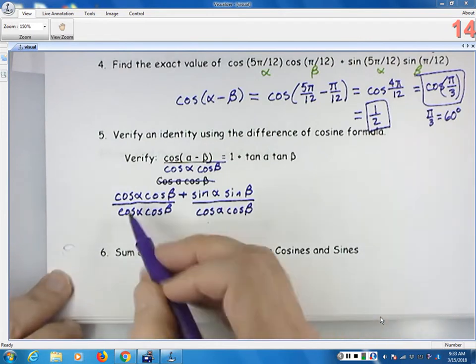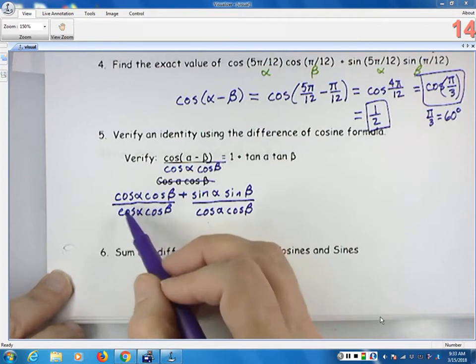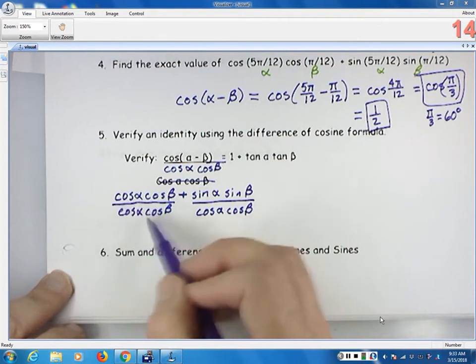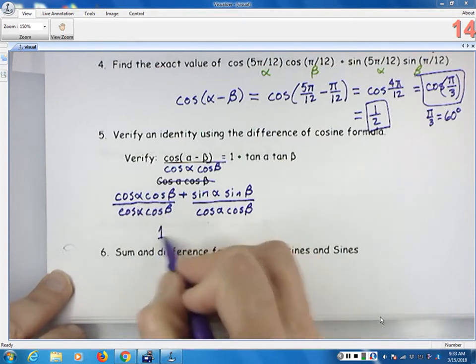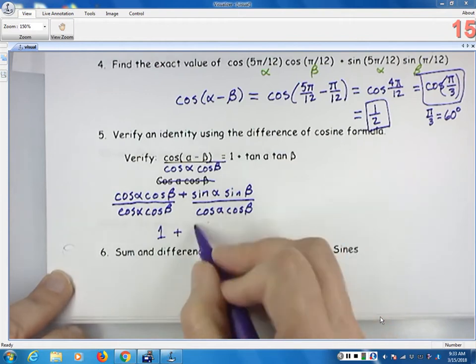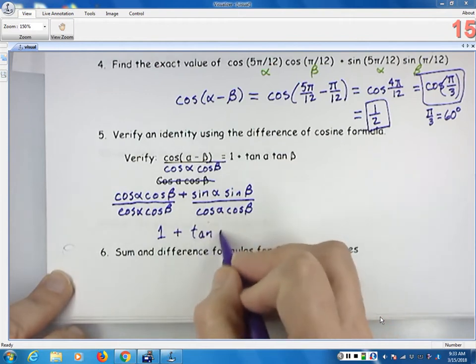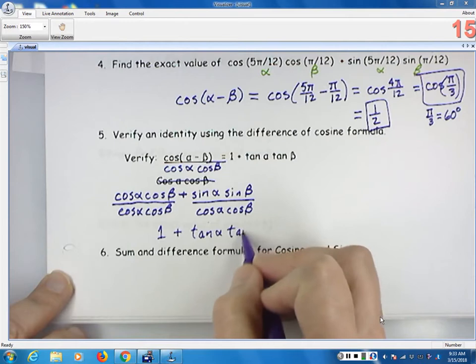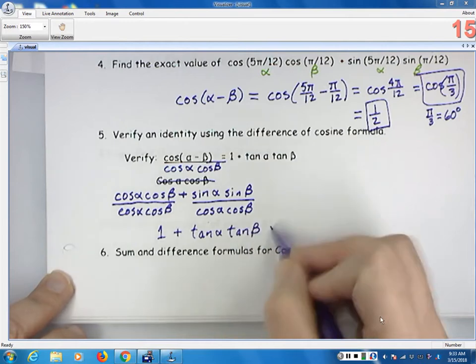Okay, and what is this? 1. And tangent is sine over cosine. So this is tangent alpha, tangent beta, and it's verified.